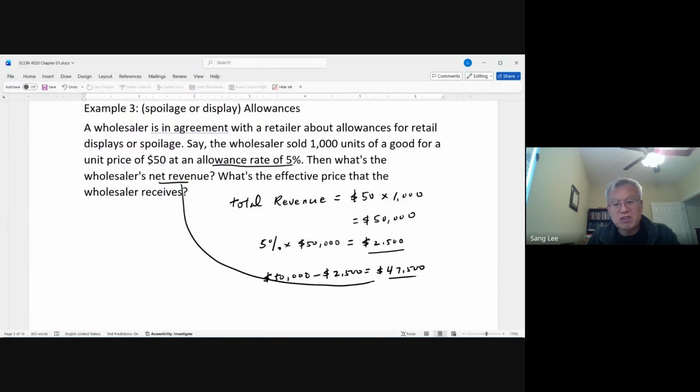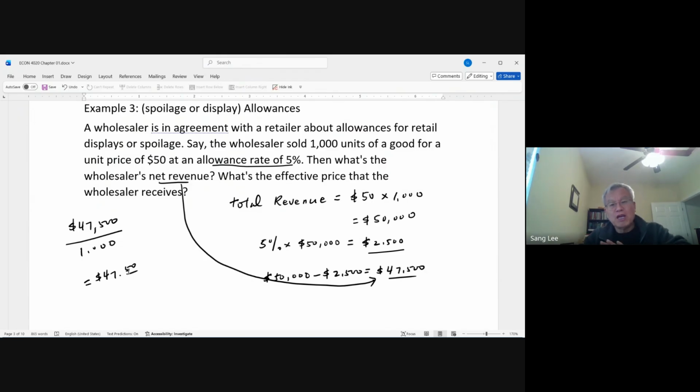After allowances, the wholesaler only keeps the what? $47,500. So what's the effective price? Well, you sold 1,000 units, but the actual money received is what? $47,500. And you divide this by the number of units you sold. So that means it'll be $47.50. So after allowance, the effective price per unit is $47.50.